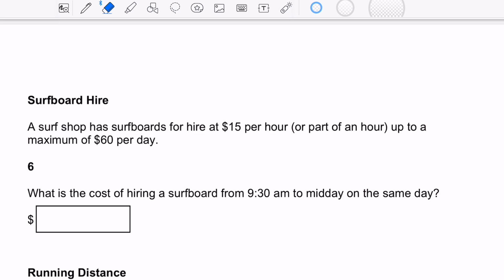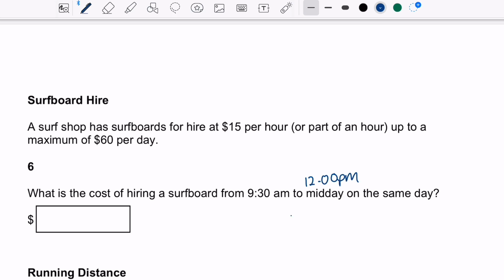Okay, so for this next question, it says, a surf shop has surfboards for hire at $15 per hour or part of an hour. So that means you have to pay for the whole hour, whether or not you use it, up to a maximum of $60 per day. What is the cost of hiring a surfboard from 9:30 a.m. to midday? So midday is 12 p.m.